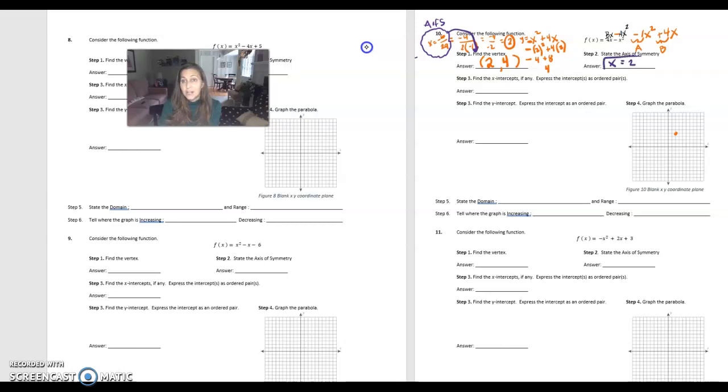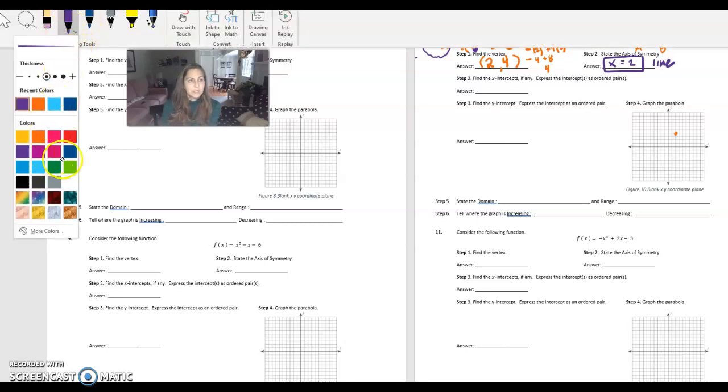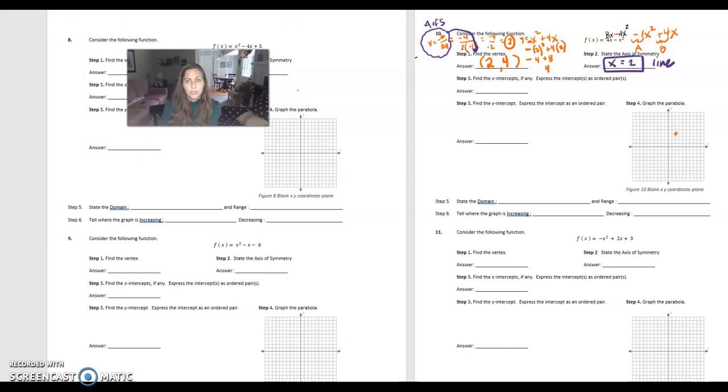Now it is very important that this is a line. The axis of symmetry is not a point, it's not a coordinate, it's not a dot. It is actually a vertical line that passes through the vertex. So there we go on that. Let's change our colors. We'll get green. I don't think I've used this green.